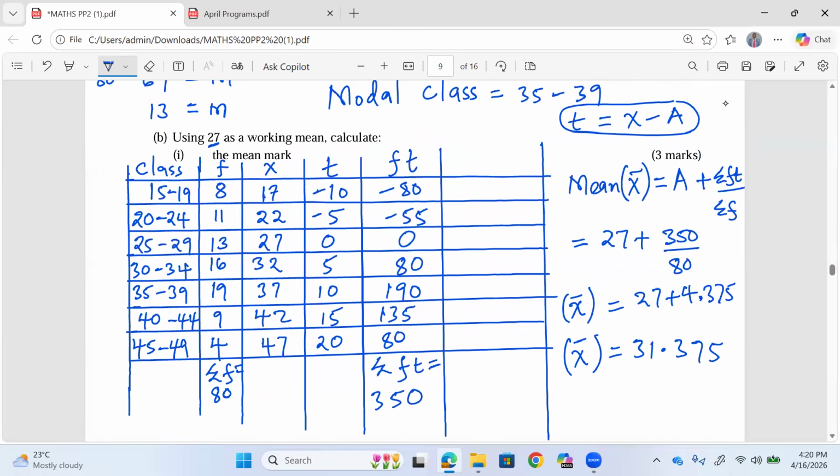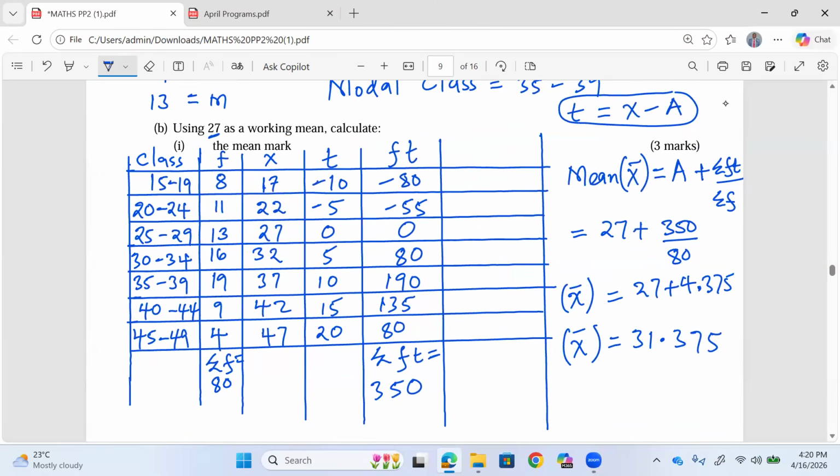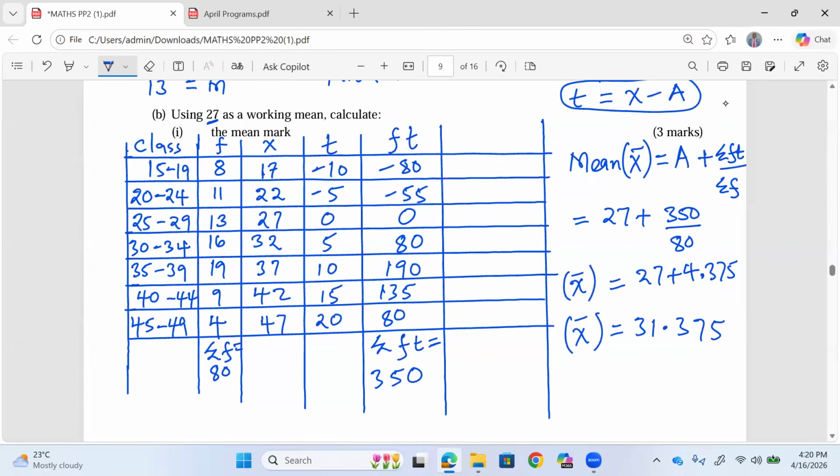The actual mean is 31.375. Statistics 2, calculation of mean using assumed mean. So we get 31.375. So that is the formula. Please make sure you master it.